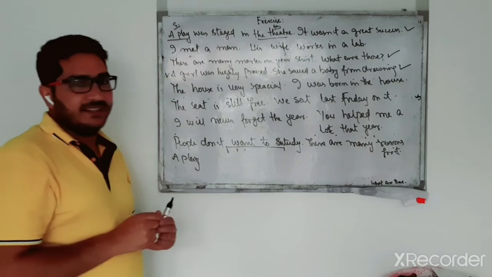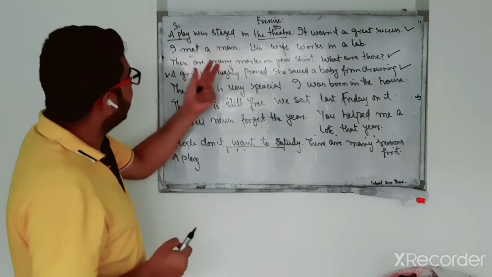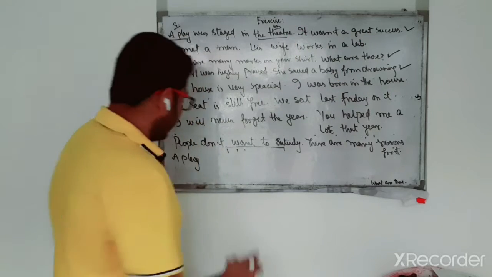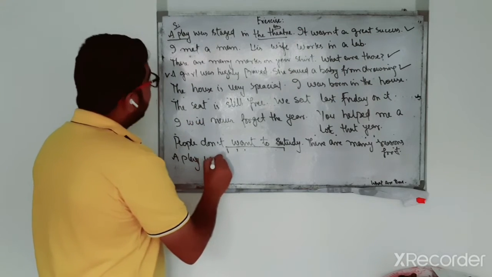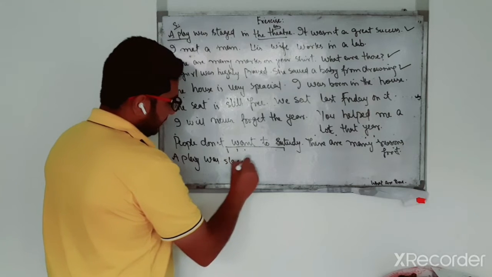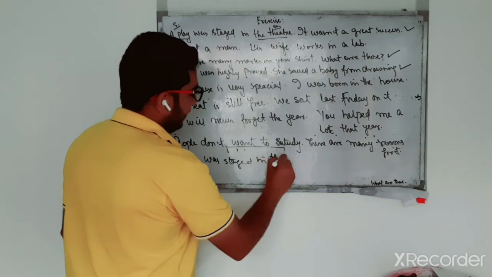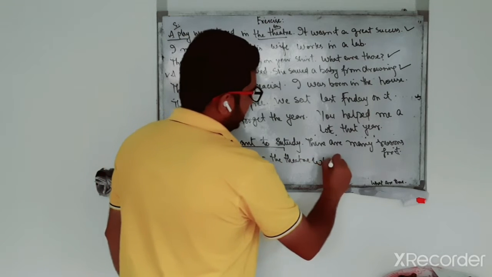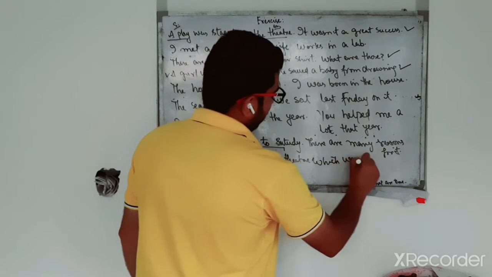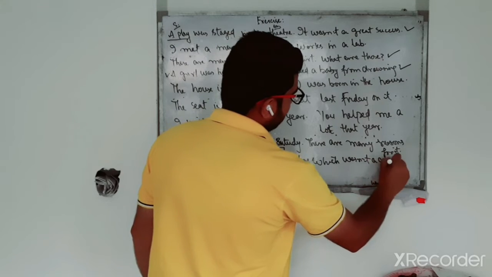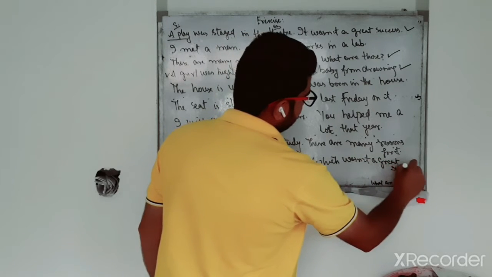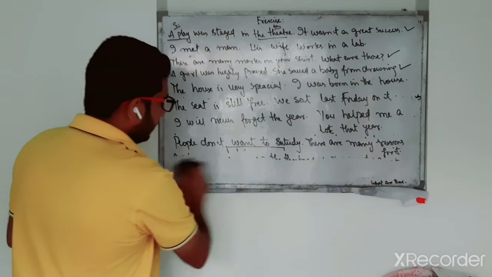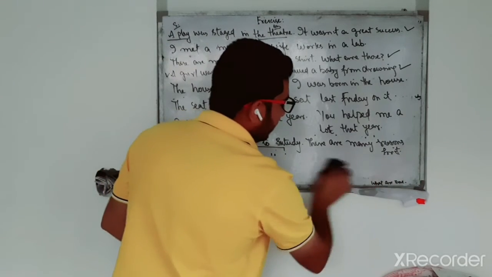A play was staged in the theater. Second, a play was staged in the theater which wasn't a great success. That will be easy for you. A play was staged in the theater which wasn't a great success. So this is part number 1. Example number 1.